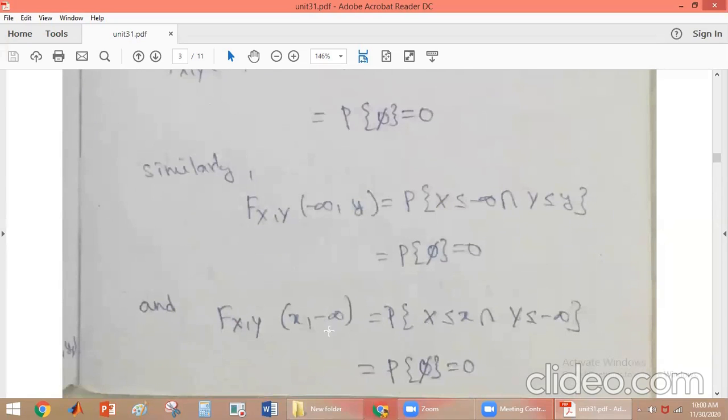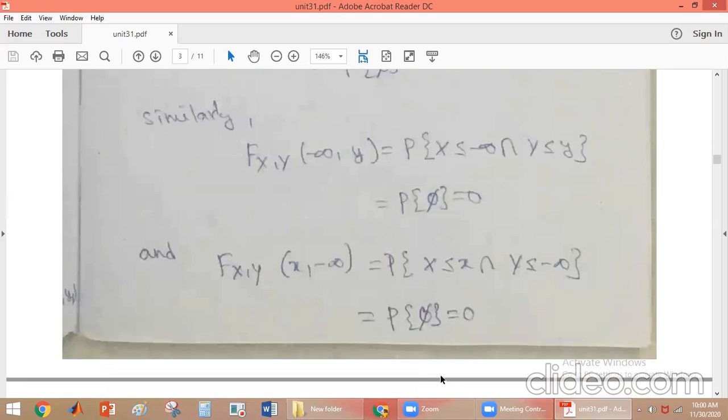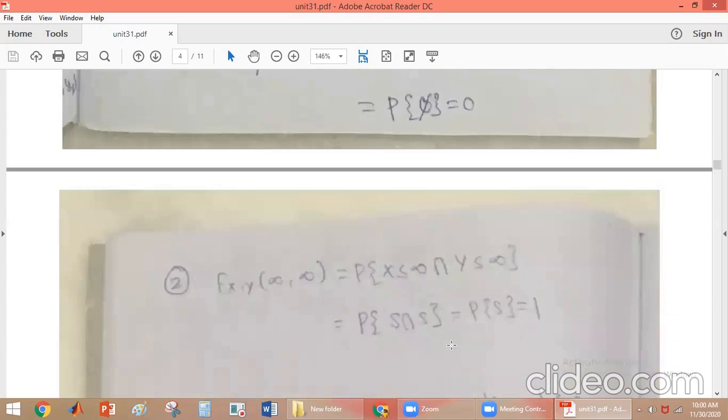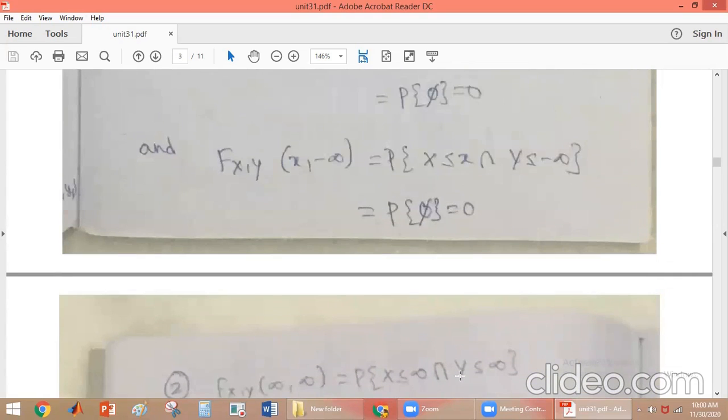Similarly, if you take y equal to minus infinity, what happens? y less than or equal to minus infinity will be the null set. So for x less than or equal to x, intersection with the null set will be the null set only. So the probability of the null set will be 0. Okay, so like that, this is our first property.